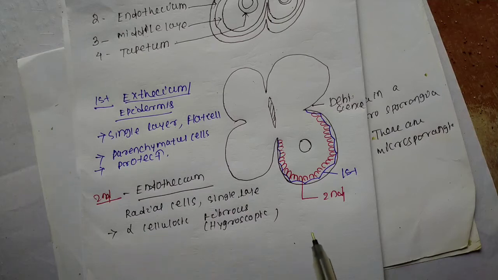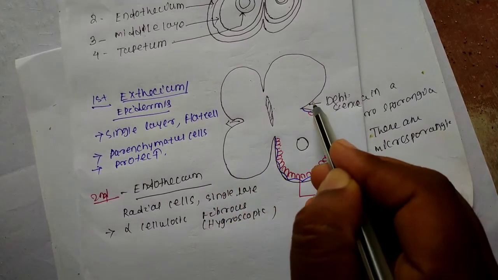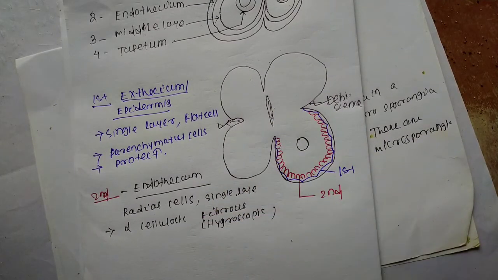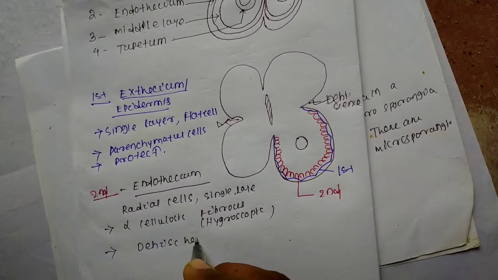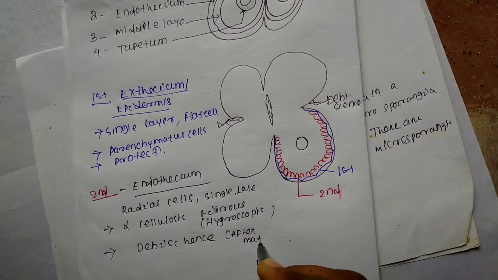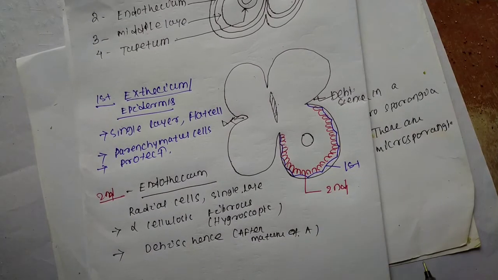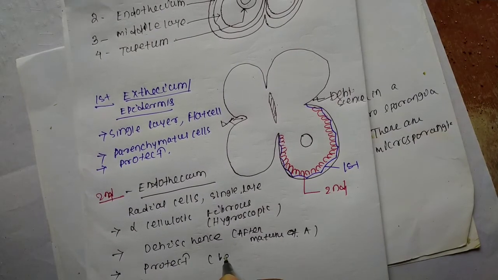The alpha cellulosic fibrous band is hygroscopic and absorbs water, and as a result the anther swells and dehiscence occurs at this site. So it helps in dehiscence after maturation of the anther. Before maturation, its function is protection.